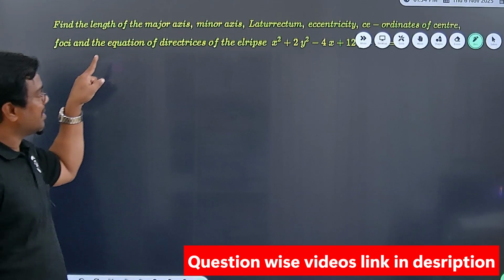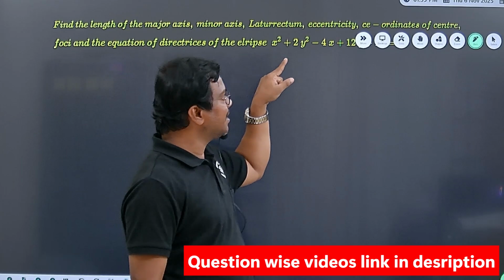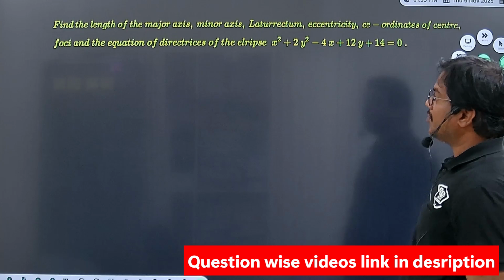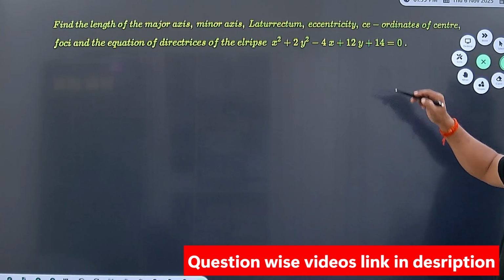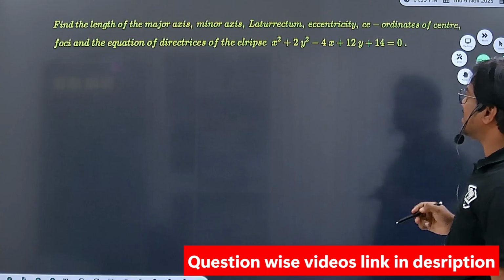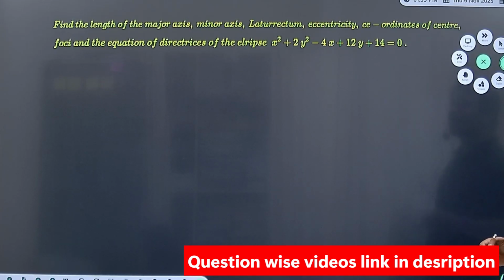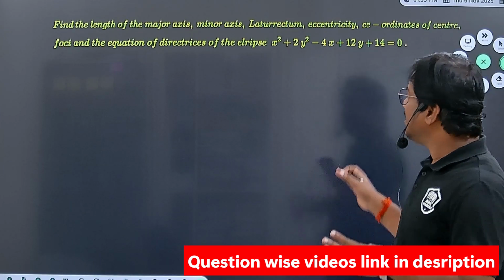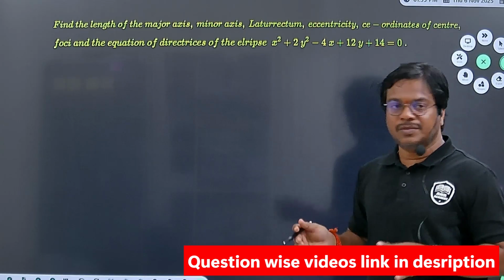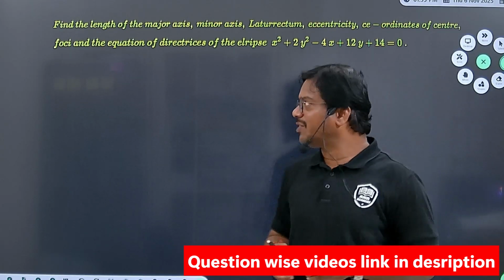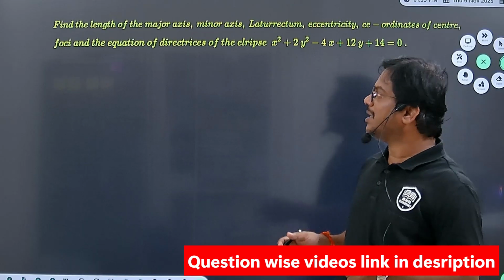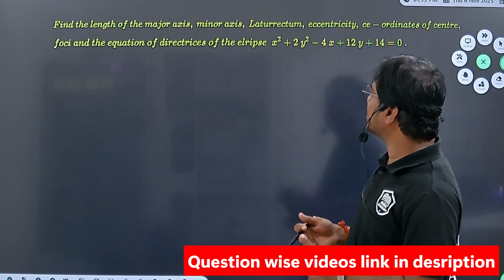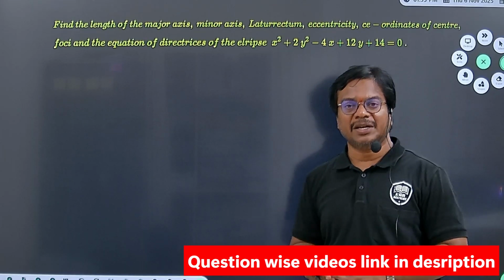Find the length of major axis, minor axis, latus rectum, eccentricity, coordinates of center, foci, equation of directrices of the ellipse x square plus 2y square minus 4x plus 12y plus 14 equal to 0 is given. First, you have to reduce this into standard form of ellipse, and after that you can write all the given data: length of major axis, minor axis, latus rectum, everything, after reducing it into standard form.